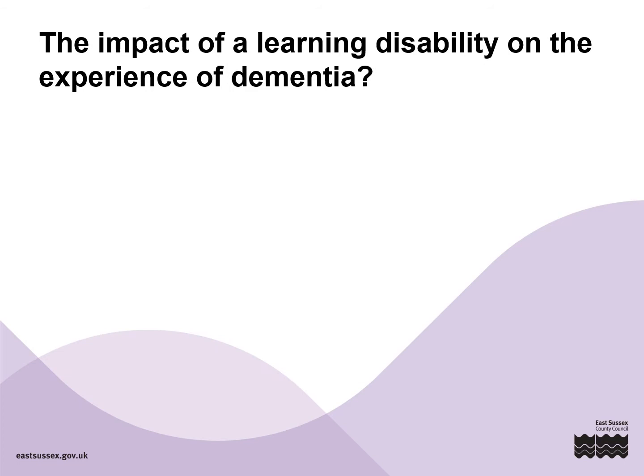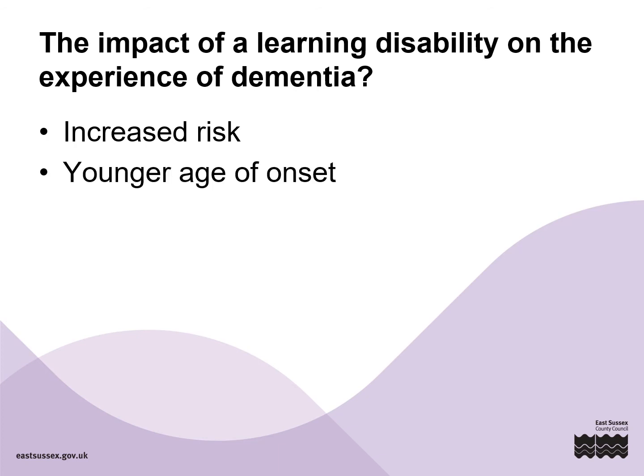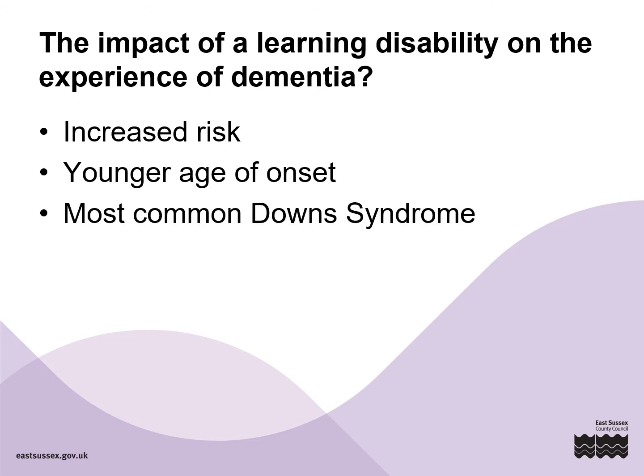The impact of a learning disability on the experience of dementia. People who have learning disabilities have an increased risk of developing dementia as they age than others. They also tend to develop dementia at a younger age. Down syndrome is the most common cause of learning disabilities, and people with Down syndrome are at a particular risk of dementia.